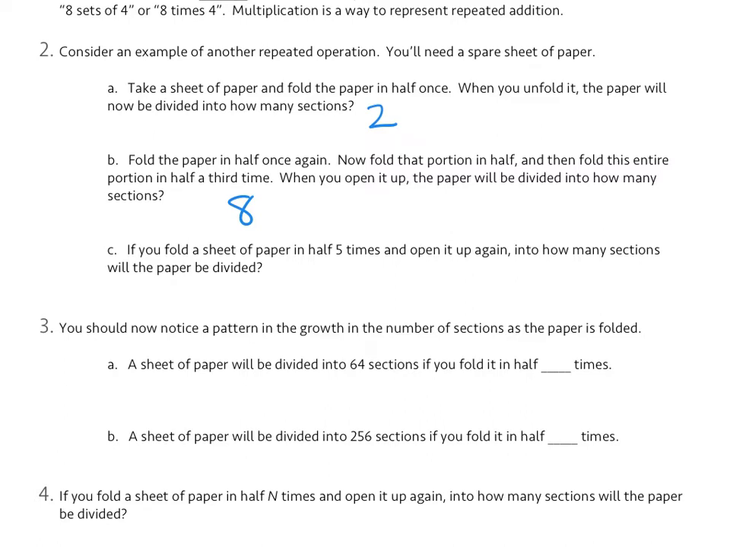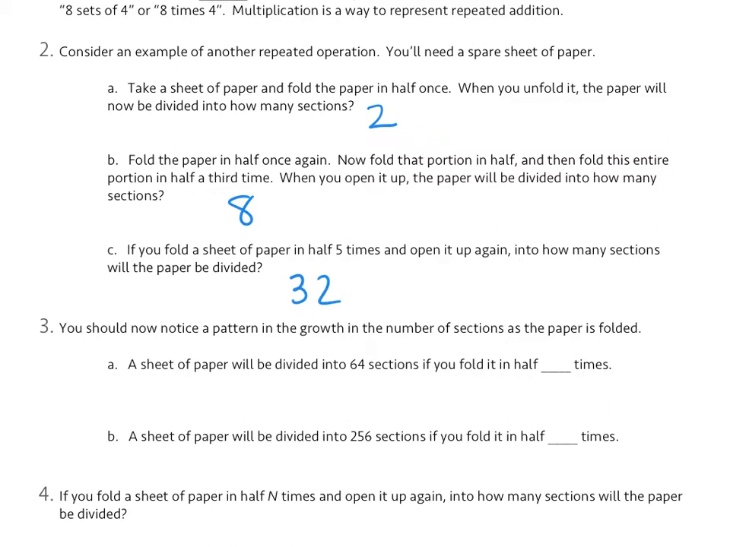Part C. If you fold a sheet of paper in half 5 times and open it up again, into how many sections will the paper be divided? Well, you could do this. 1, 2, 3, 4, 5. Now when I open up my piece of paper, I see 4 chunks going one direction, and 2, 4, 6, 8 chunks going the other direction. 4 by 8 is 32, so I see 32.